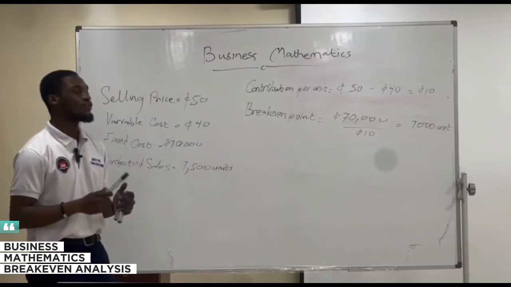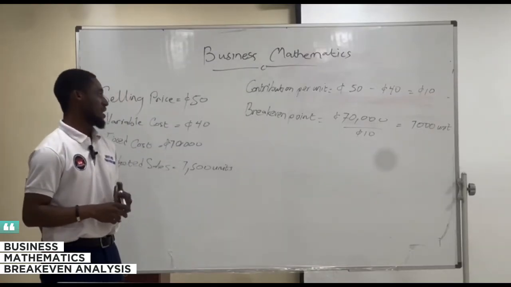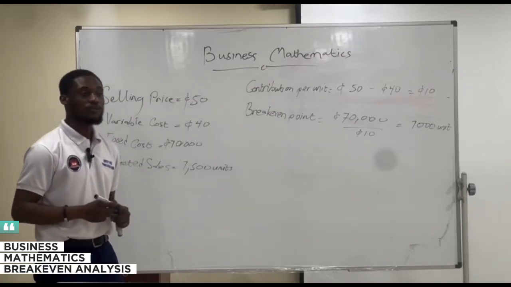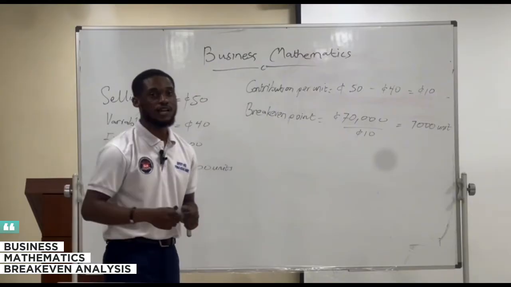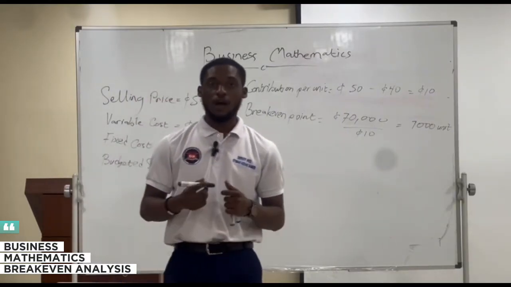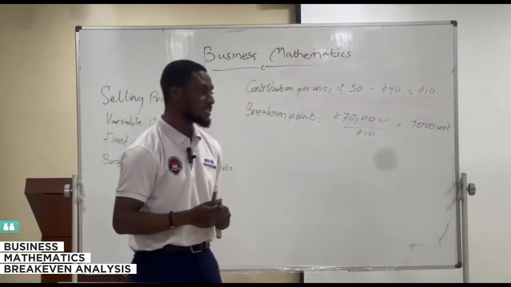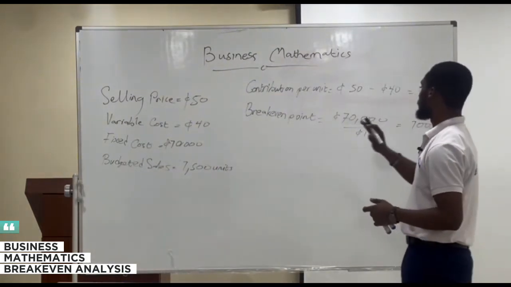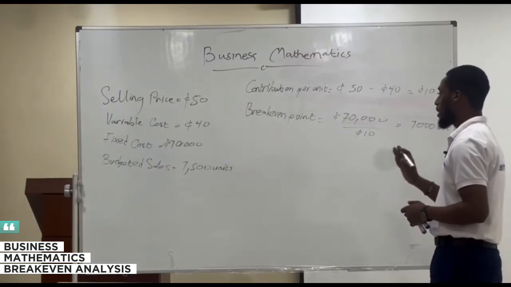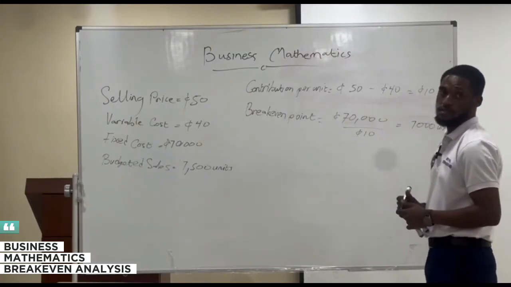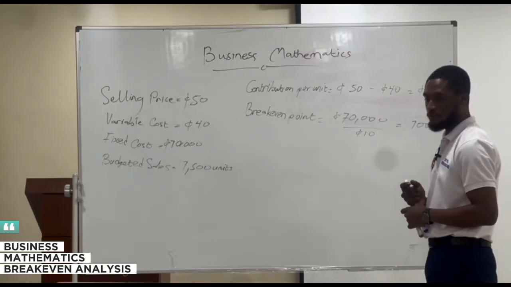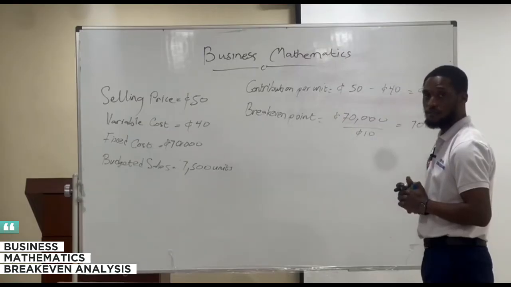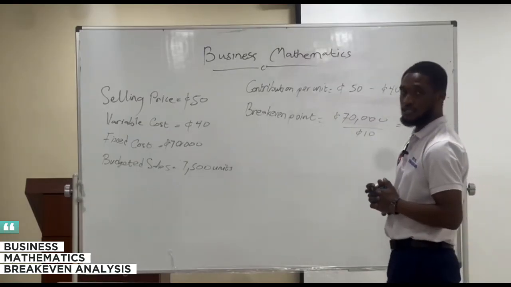So now we have our contribution per unit, and that aided us to get our break-even point. So now the question goes ahead to tell us to find our margin of safety. Our margin of safety is the budgeted sales minus the break-even point. And they are all in units.